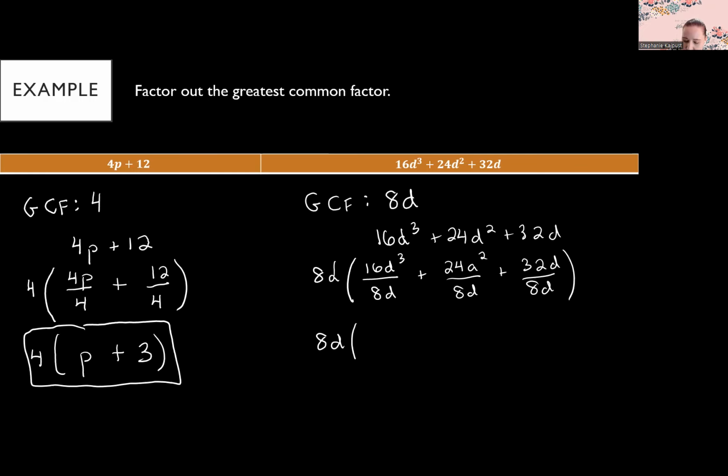So I have my 8d in front. 16 divided by 8 is 2. And then a single d has an exponent of 1. So 3 minus 1 is 2. So I get a d squared. Then 24 divided by 8 is 3. And I have a d squared divided by a single d. So 2 minus 1 is 1. So I'm left with a single d. Then 32 divided by 8 is 4. And the d's cancel. d over d, that's 1 minus 1, which is 0. So it's not there.